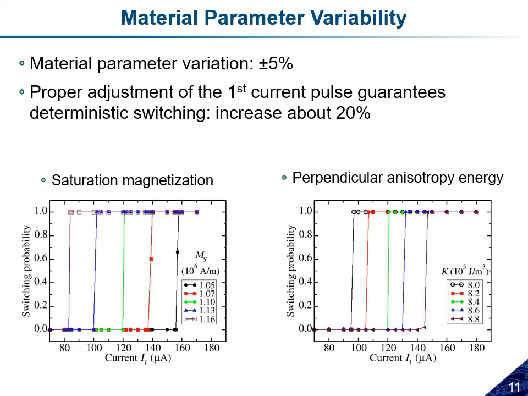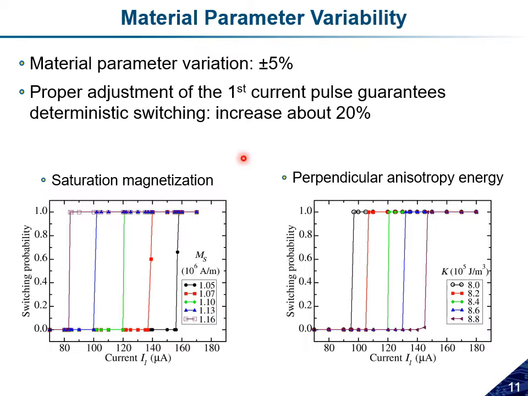The previous results were based on a nominal set of parameters. Now we consider the effect of parameter variability, in this case plus or minus 5% of variation in the saturation magnetization and the perpendicular anisotropy constant.